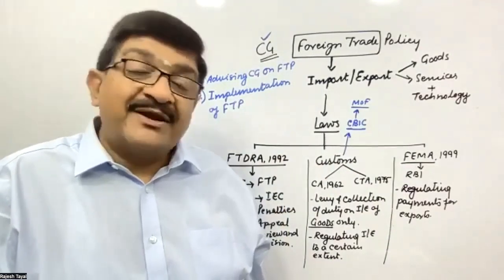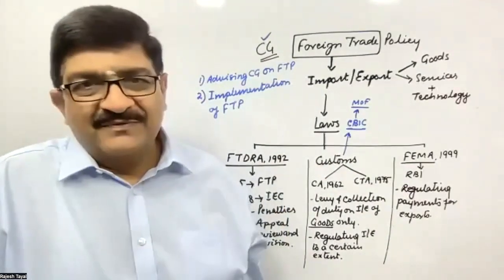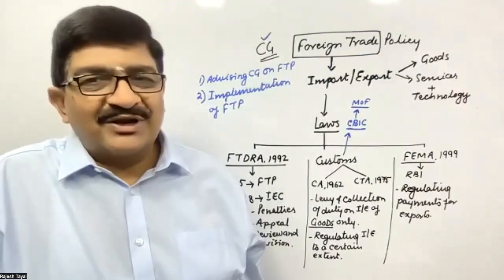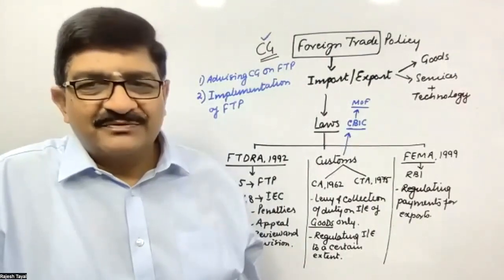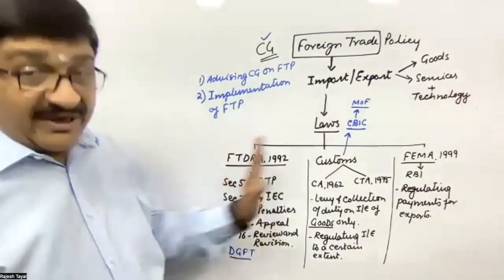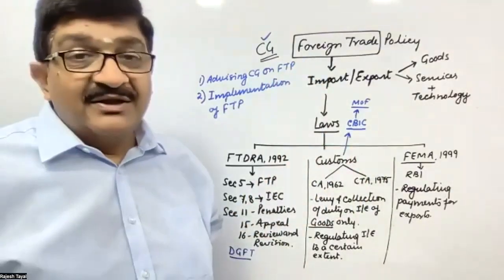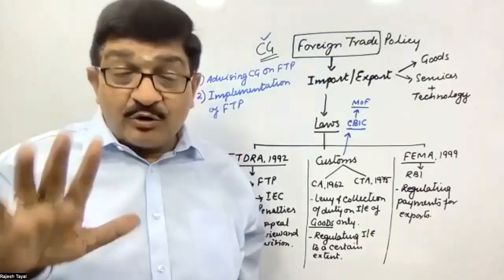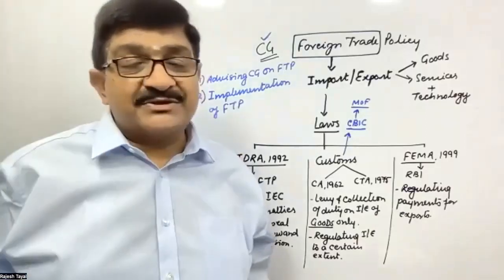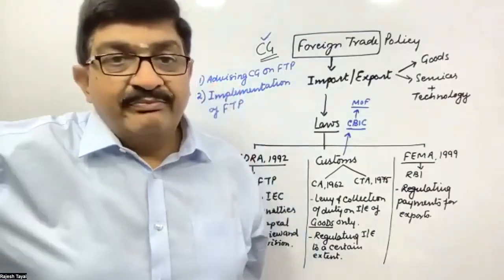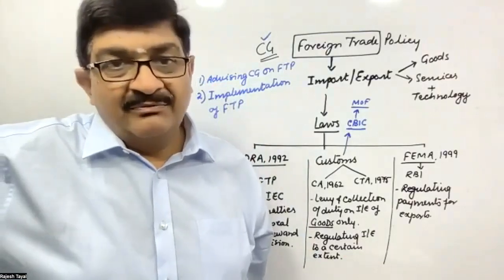So when we do FEMA in detail later, you'll get to know what is allowed, what is not allowed. Everything we will do that. Today's topic is foreign trade policy. We are starting, and foreign trade policy is likely to continue for a minimum of 10 more classes. Minimum 10. Maybe more.